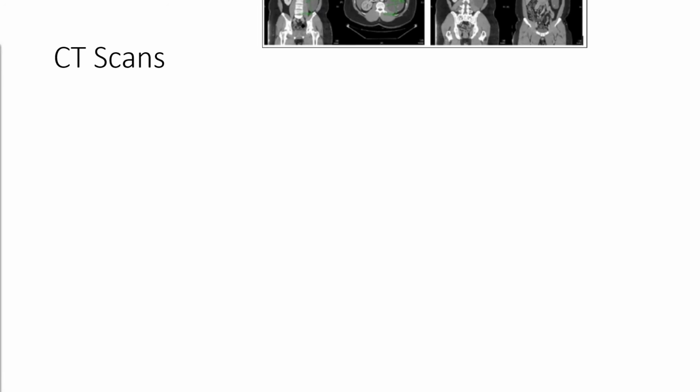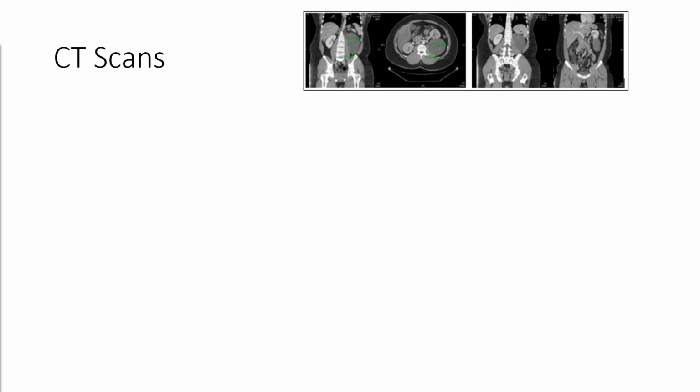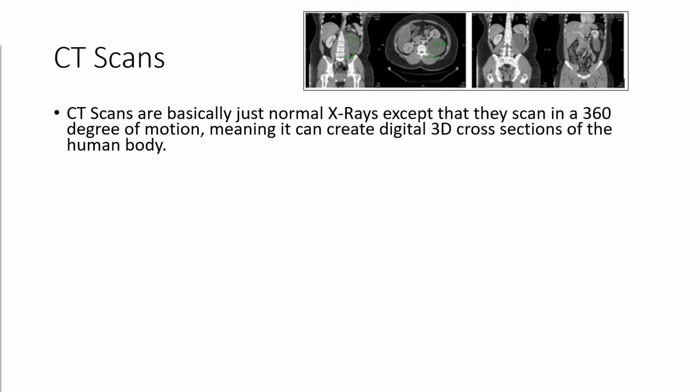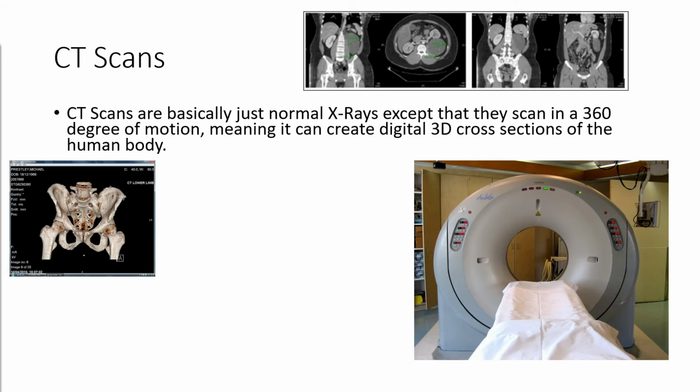Finally, we're also going to be learning about CT scans. CT scans are both 2D and 3D depending on what you're going to be using them for. CT scans are basically just normal X-rays, except that they scan in a 360 degree of motion, meaning that they can create digital 3D cross-sections of the human body. Like, for example, this pelvis over here.